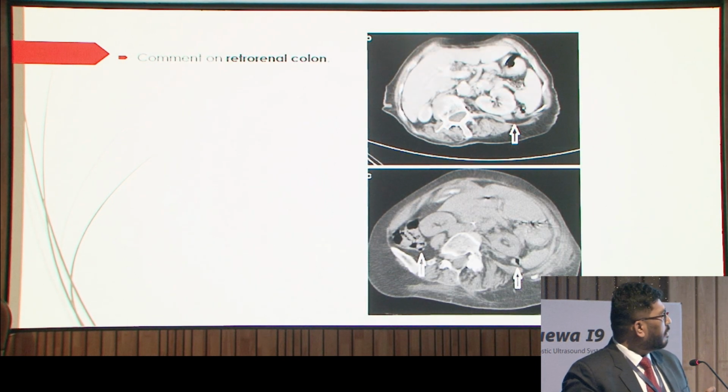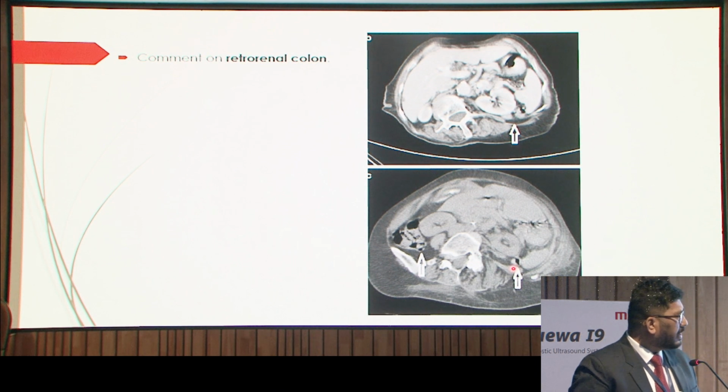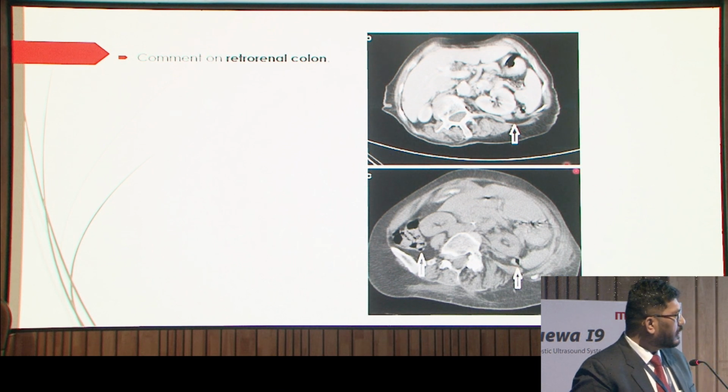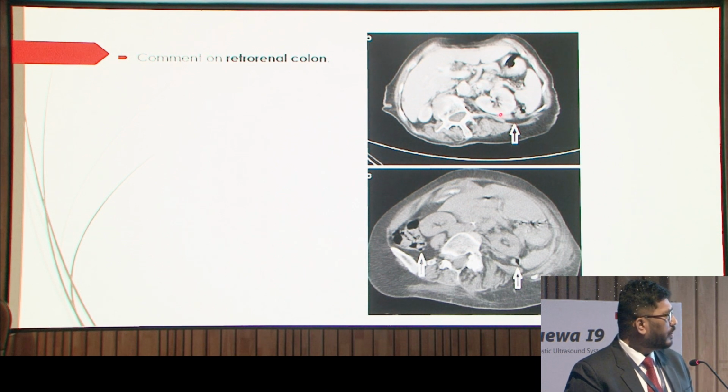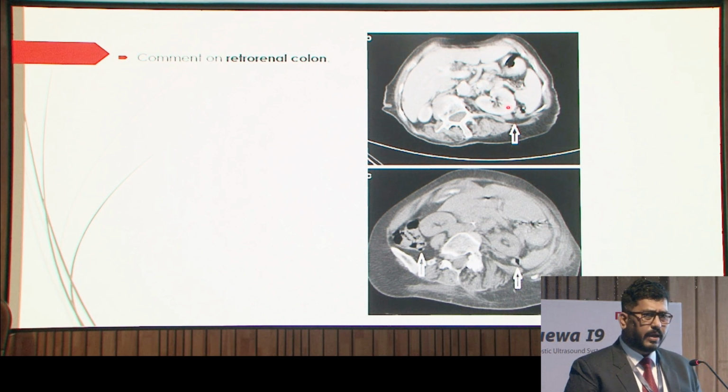Important point again comes with retrorenal colon. As we can see here, retrorenal colon can be seen, and whenever it is present, though the incidence is very less, it should be mentioned in the report, because this is the site from where we go for puncture, PCNL, and whenever there is a retrorenal colon, there is a high chance of injury to the colon during our surgery.